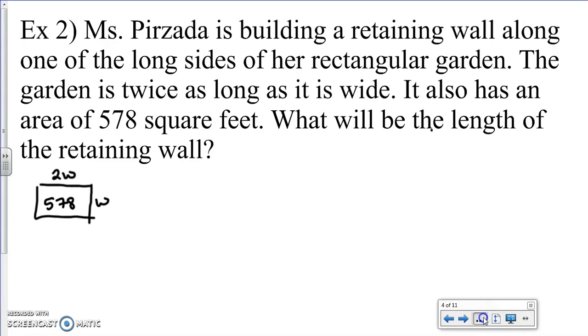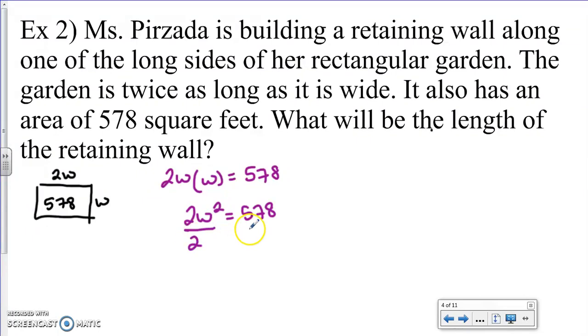So to set up my equation, I need to remember how to find the area of a rectangle, and that means we're going to do length times width gives us our area. We're going to simplify. We have 2w squared. And then when I'm looking at this, I notice that I can actually solve using square roots because I have a w squared but not a w. So I'm going to divide by 2, which gives me 289.